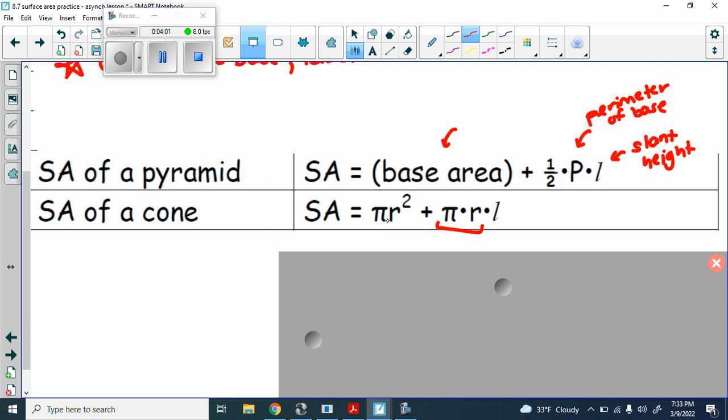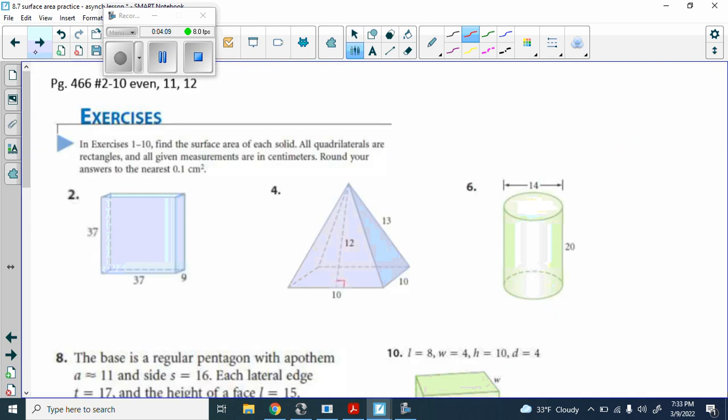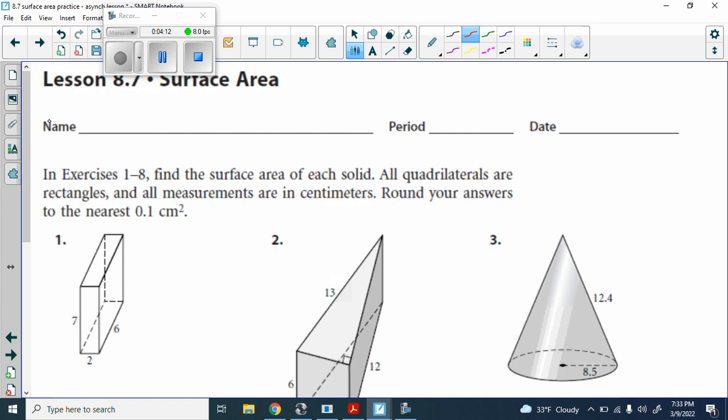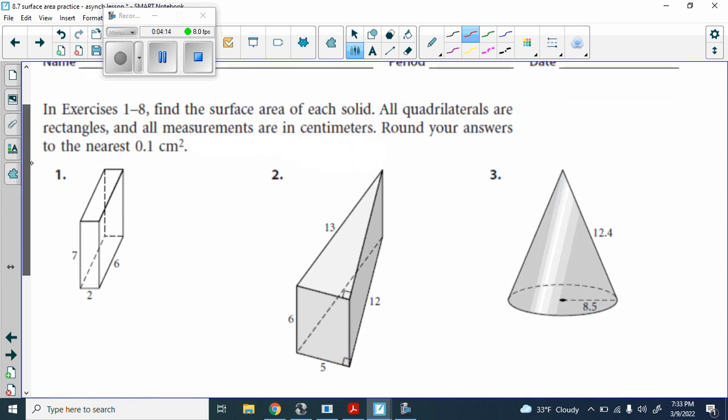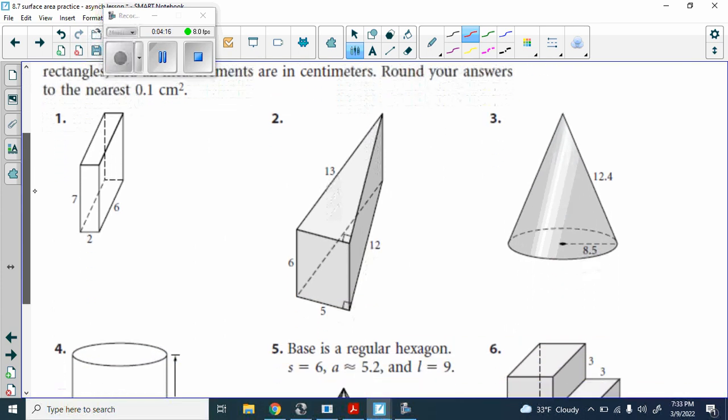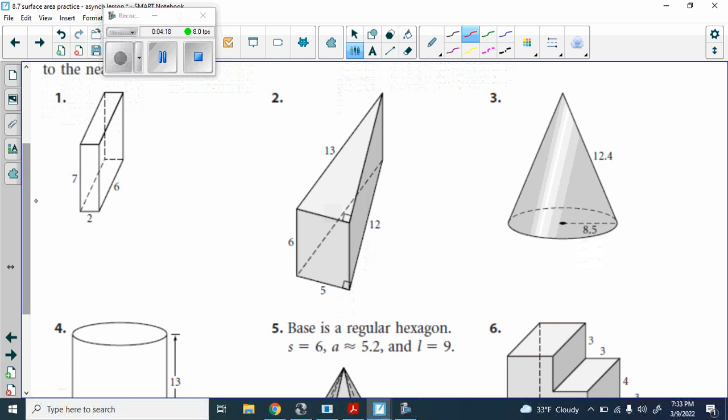So let's try one of each. If you need to pause this, you can. We're going to go get our yellow packet. We're going to do a couple problems together, and then I'll let you try some on your own. Okay, so yellow packet, find lesson 8.7. Let's pick out one of each kind. We're going to do maybe 2, 3, maybe 4 and 5.